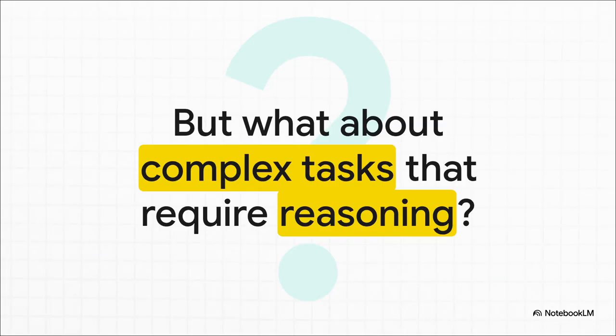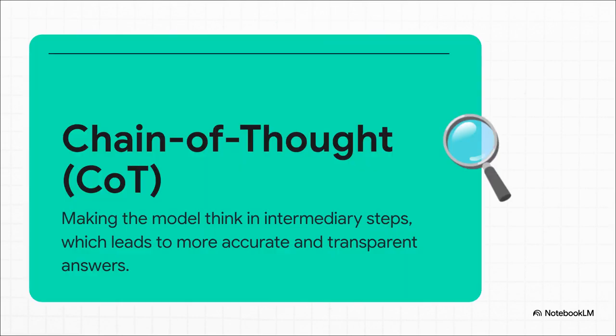Okay, so the model is helpful, it's aligned, but what happens when you throw a really complex problem at it? Something that needs multiple steps of actual reasoning to solve. How do you teach an AI how to think? Well, the secret is a technique called chain of thought, or CoT.